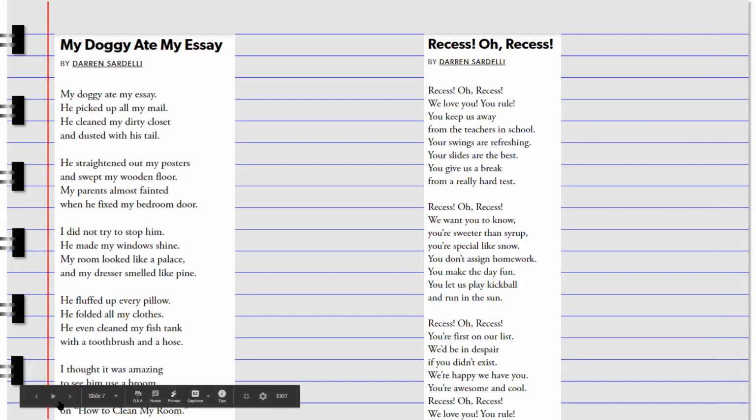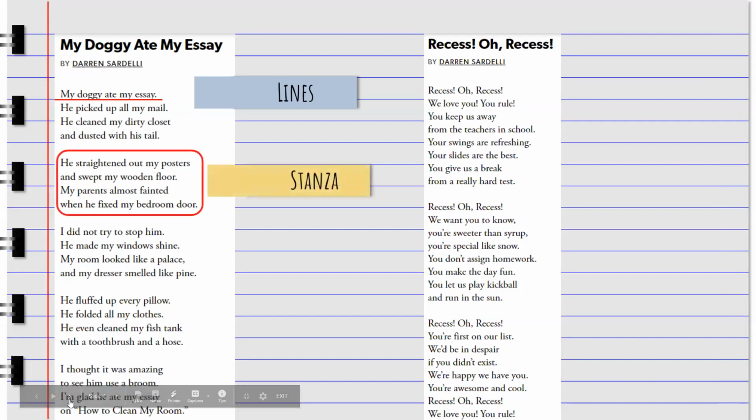All right, scholars. So we talked about stanzas and lines. These are lines. The sentences in a poem are called lines. These are stanzas. The paragraphs in a poem are called stanzas. This poem has 1, 2, 3, 4, 5 stanzas.